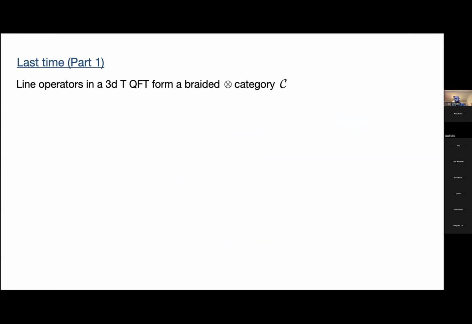So I did want to start by mentioning a few things that I completely skipped over last time that might bring some useful intuition into what happens this time, and are kind of interesting features. Just to recall, on Monday my goal was to understand line operators in 3D topological field theories, which form a braided tensor category with various features.